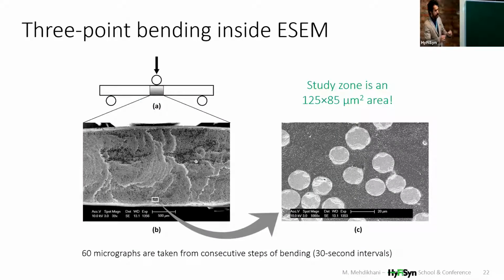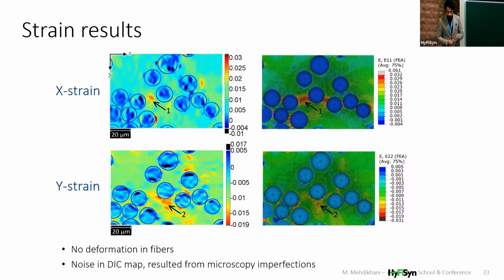So we put it inside the electron microscope, and this is the whole thickness of our specimen. And this small region here is exactly where we had to look at a higher magnification. We applied loading, basically kind of interrupted loading. So we loaded up the specimen up to a certain level, we took a scanning electron micrograph, and we continued this for 60 micrographs. Here I'm going to briefly show some of the results.